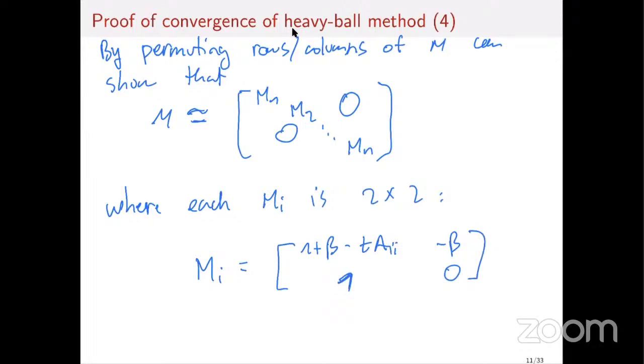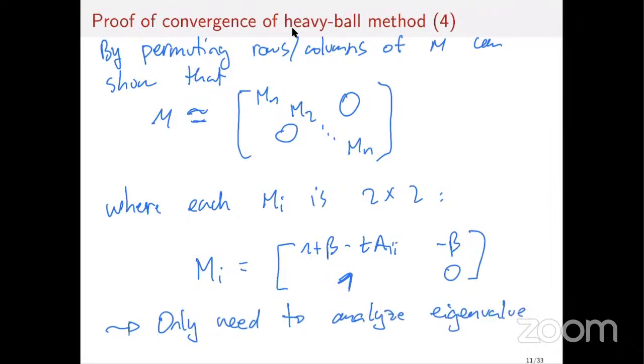And so you can see that to analyze the eigenvalues of M, I just need to analyze the eigenvalues of a 2 by 2 matrix, which is a simple task. Or this bunch of 2 by 2 matrices, but they're all of the same form, so you just have to do the analysis for one.